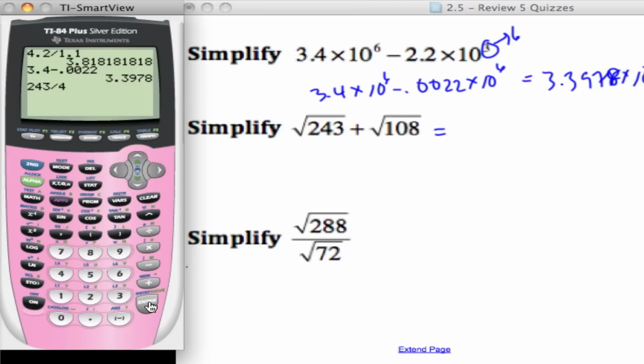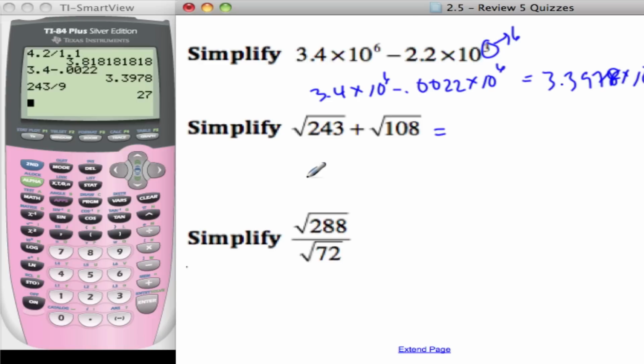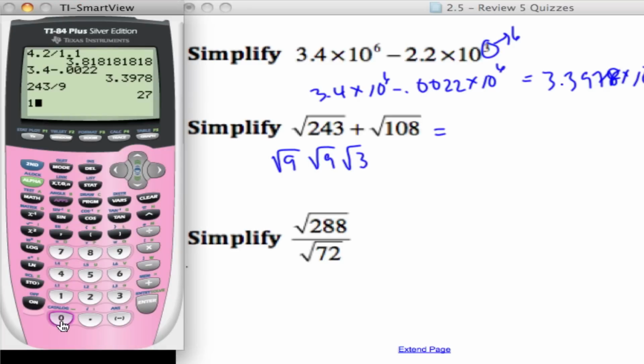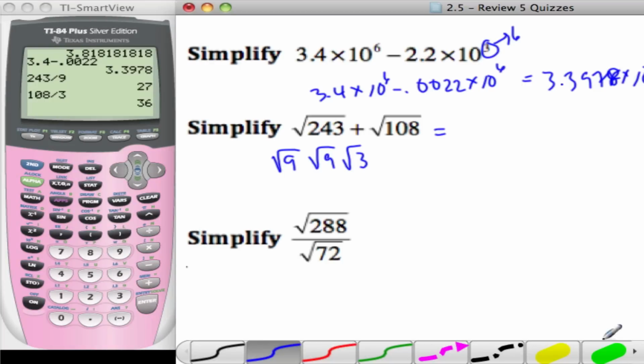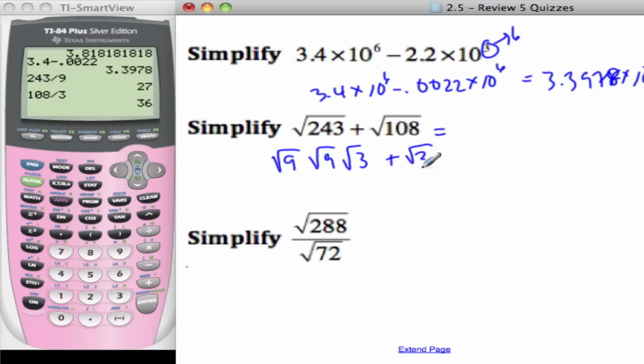243 divided, let's say 4. No, 4 is not going to go. Let's go 9. That's 27. So that's root 9 times root 9 again times root 3. And 108 divided by 3 is 36. So we have plus root 36 and a root 3. So root 9 times root 9 is just 9 root 3 plus 6 root 3, which is 15 root 3.